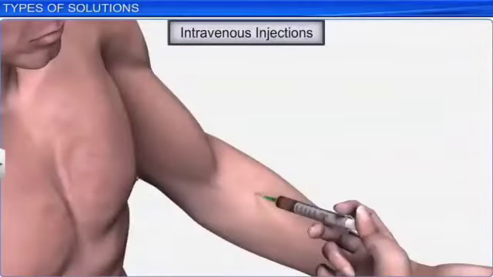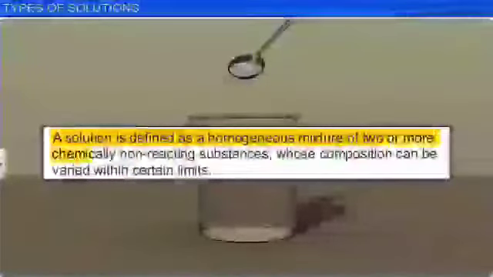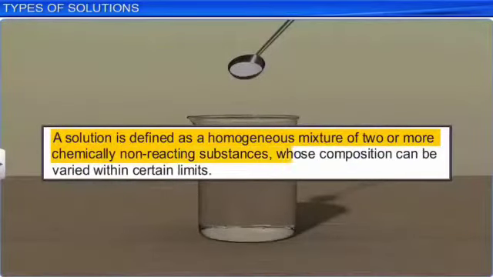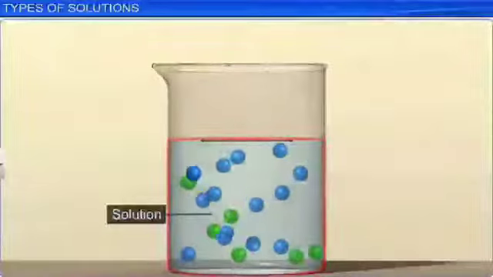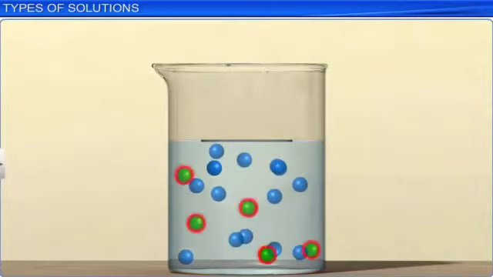A solution is defined as a homogeneous mixture of 2 or more chemically non-reacting substances whose composition can be varied within certain limits. A homogeneous mixture is one in which the composition and properties are uniform throughout. In a solution, the component that is present in a smaller quantity is known as the solute or the dissolved substance. The component that is present in a larger quantity is known as the solvent or the dissolving substance.